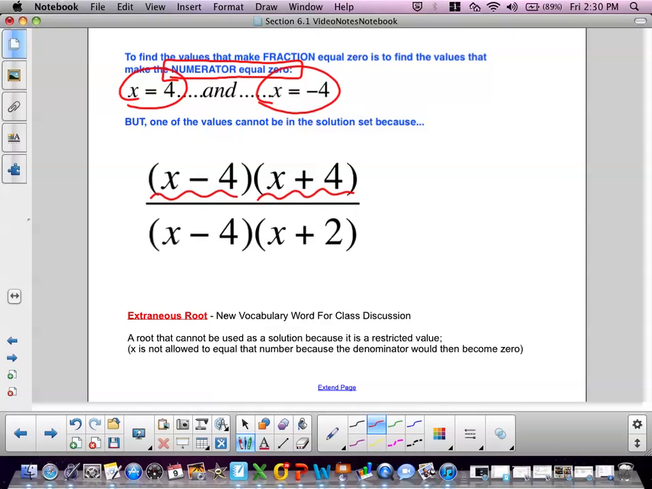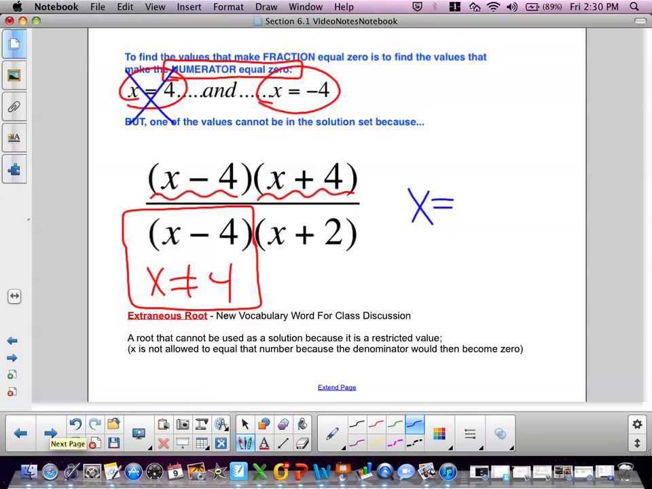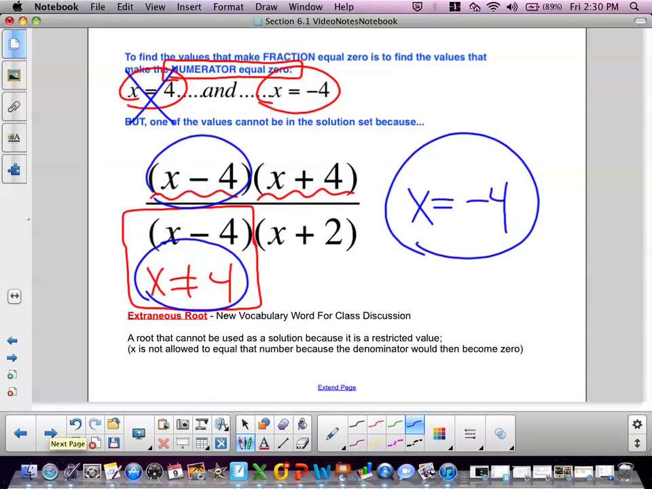And we determined in the previous slide that x is not allowed to equal positive 4 because of the binomial factor right here sitting in the denominator. That means that x equaling positive 4 is not allowed to be a solution or a value for this problem. So the only answer for this particular fraction that would make the entire fraction equal to 0 is if x itself equals negative 4. And we call the positive 4 right here an extraneous root, or an extra root. And we'll discuss this more in class next week.